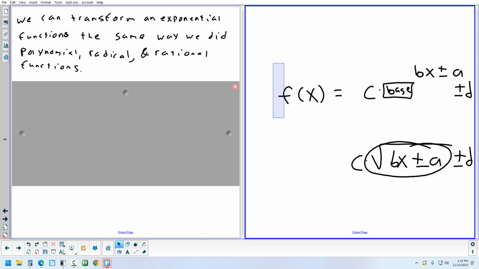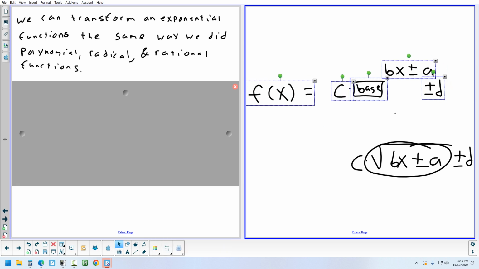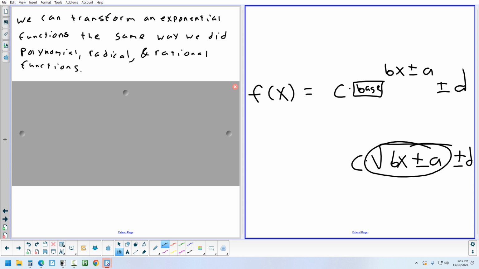What's up with the base? The base can be any number that's positive and not 1. It could be 1/3, it could be 2. Is the plus or minus d supposed to be next to a? Yeah, I'm just going to fix that. Plus or minus d on the end. So there's no square root in this, right? No, there's an exponent instead of a square root.